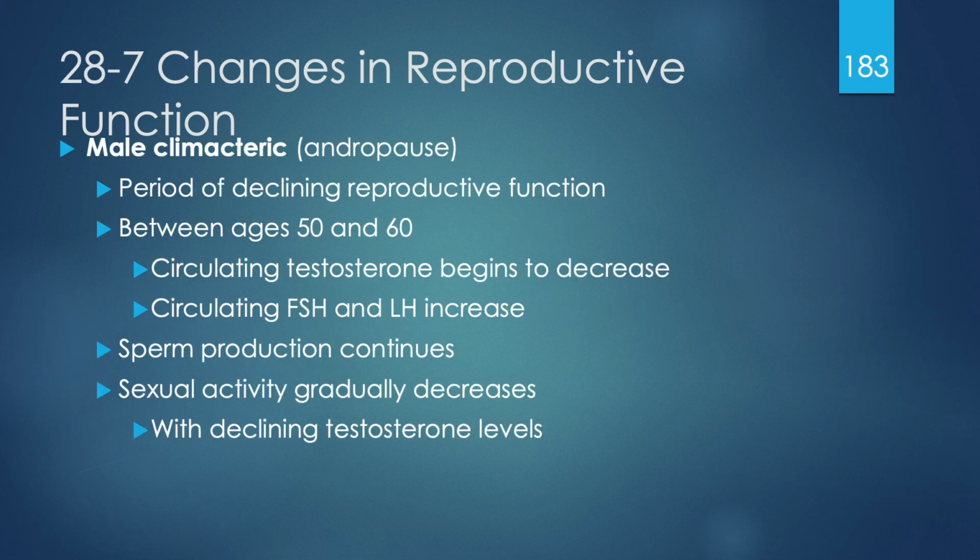The male climacteric, or andropause, which is the male equivalent of menopause, is a period of declining reproductive function that occurs between ages 50 and 60. During this time, circulating testosterone levels will drop, and the circulating FSH and LH levels will increase. Sperm production continues, and sexual activity, or at least interest in it, will gradually decrease, and this is associated with declining testosterone levels.